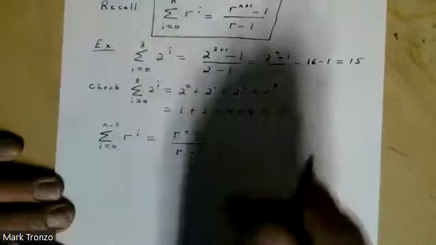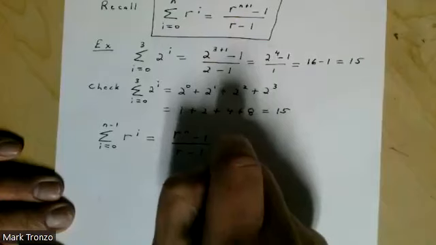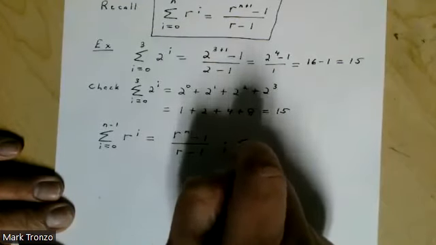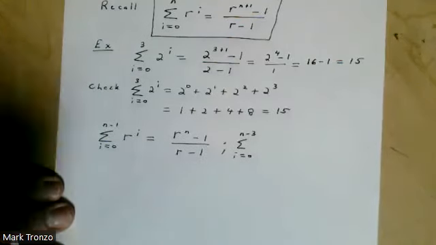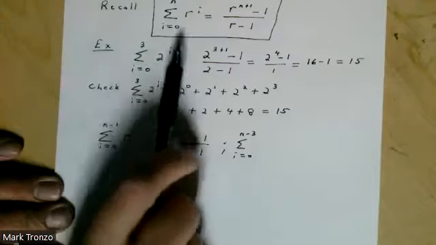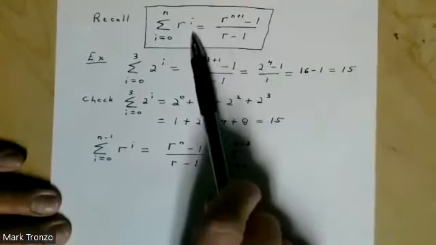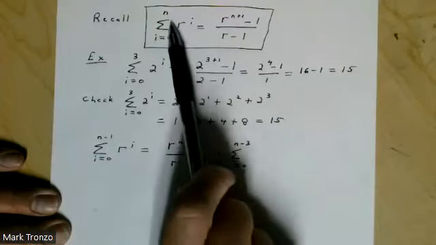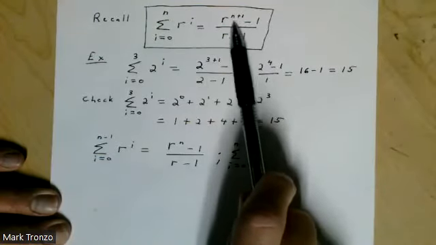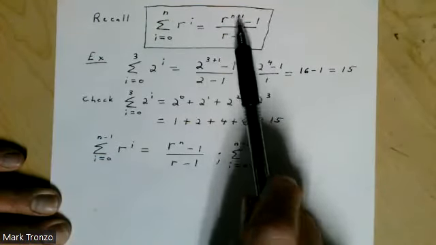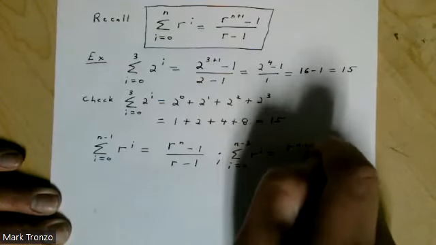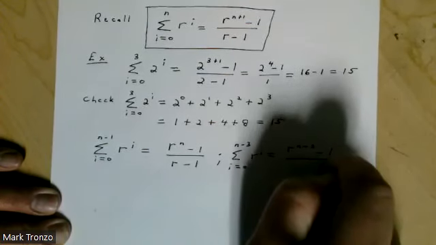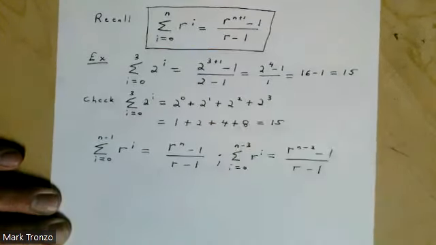Or let's say you have the summation i equals 0 to n minus 3. Again, go back to this one here. So instead of n, you have n minus 3. So you have 3 less. You have to reduce this by 3. That would give you r to the n minus 2, minus 1, over r minus 1.